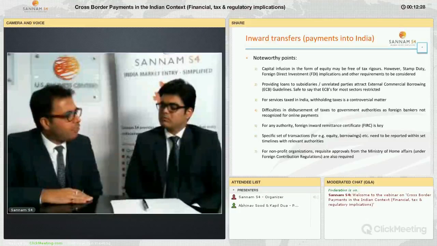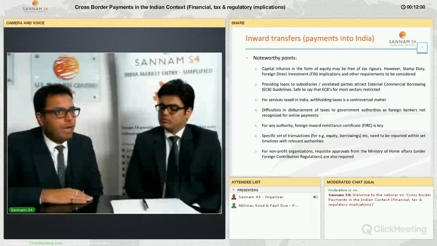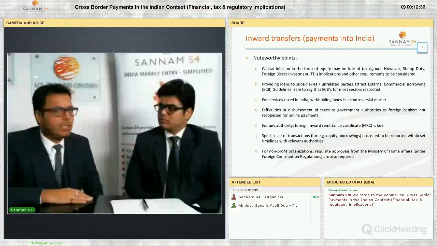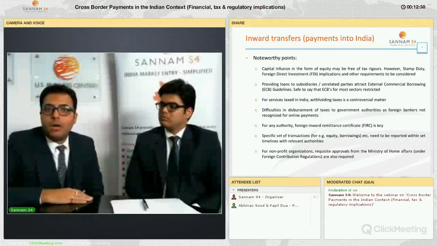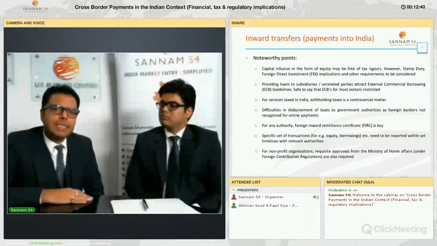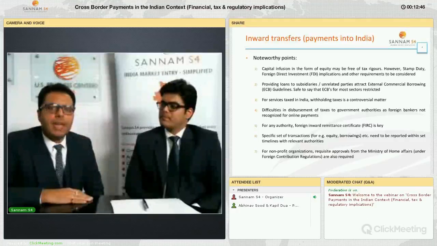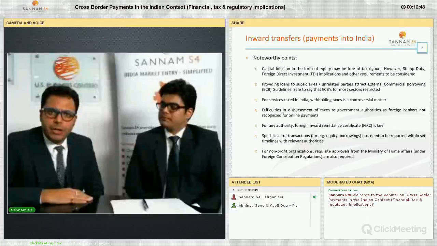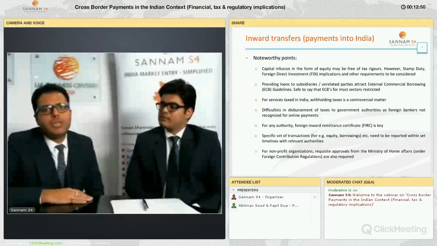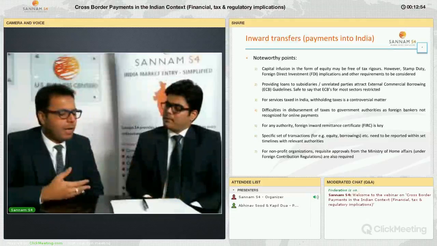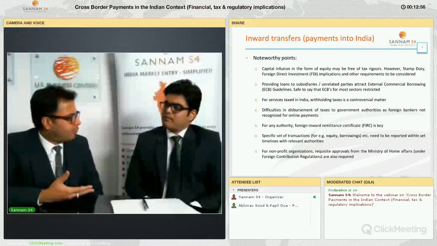There are some sectors in which you can transfer loans by following the external commercial borrowing guidelines. For example, the infrastructure sector, the hotel industry, the mining sector, and a few other sectors which are capital intensive. The government of India, through the external commercial borrowing guidelines, has allowed ECB regulation so that you can transfer funds into India by way of loans, which has its own criteria and obligations to follow.